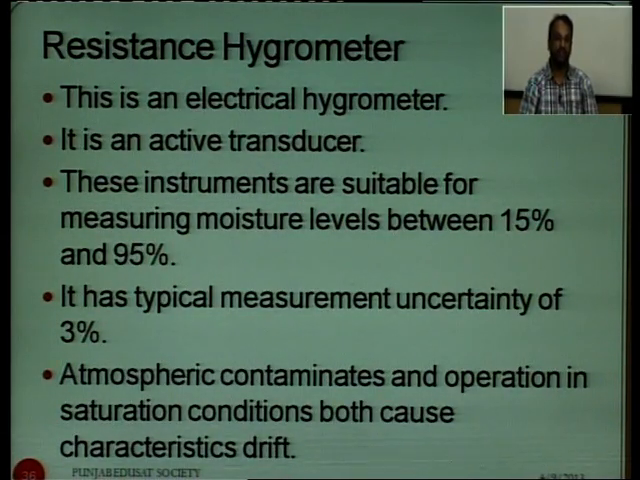A resistance hygrometer, this is an electrical hygrometer. It is an active transducer, so it does not require any external supply. These instruments are suitable for measuring moisture levels between 15% to 95%. It has typical measurement uncertainty of 3%. Atmospheric contaminants and operation in saturation conditions both cause a change in the characteristic drift. So, characteristic drift occurs due to other conditions such as atmospheric contaminants and operation in saturation conditions.